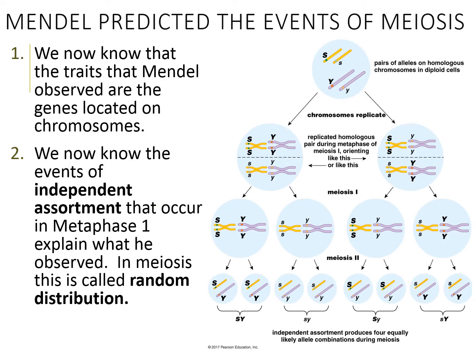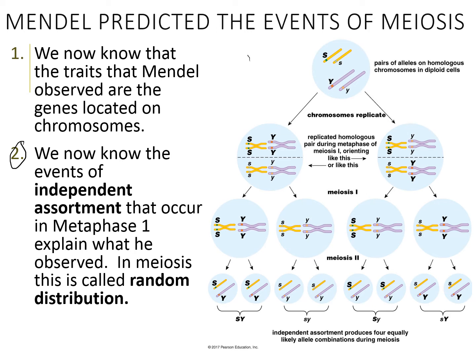Mendel predicted the events of meiosis. He didn't know anything about meiosis, but he basically did predict them. So we know that the traits that Mendel observed are the genes located on chromosomes. Two, we now know the events of independent assortment that occur in metaphase 1 explain what he observed. In meiosis 1, this is called random distribution.